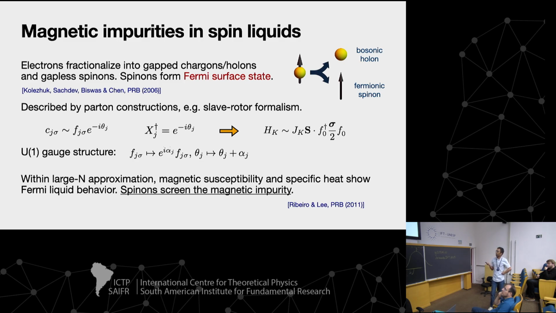You can actually write this exponential of the phase here as some X operator, which can be treated as a boson in some approximations. But if you plug this kind of representation into the Kondo coupling, you get something like this. And what you see here is that the Kondo coupling looks a lot like what we had before, but now it only involves the fermions that represent the spinons, which carry no charge, just the spin. But other than that, it's a coupling between a localized moment and some kind of fermions in this description.